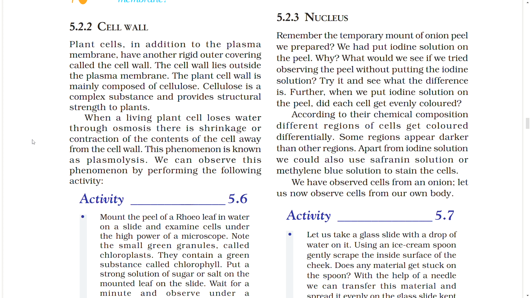When we put iodine solution on the peel, did each cell get evenly colored? According to their chemical composition, different regions of cells get colored differentially. Some regions appear darker than other regions. Apart from iodine solution, we could also use safranin solution or methylene blue solution to stain the cells. We have observed cells from an onion. Let us now observe cells from our own body.